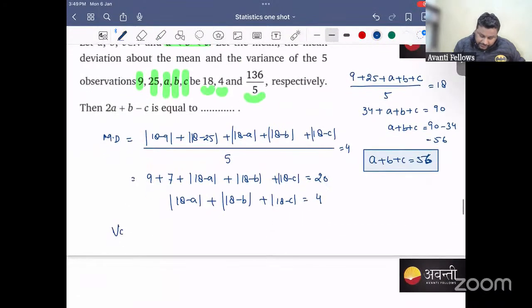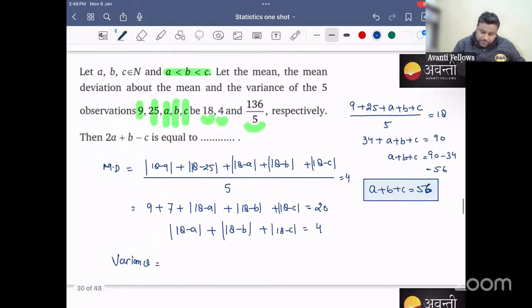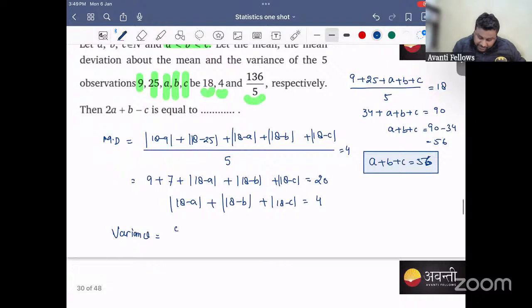Now variance. Variance is mean of squares. Mean of squares means 81 plus 625, 25 square is 625, plus 81.